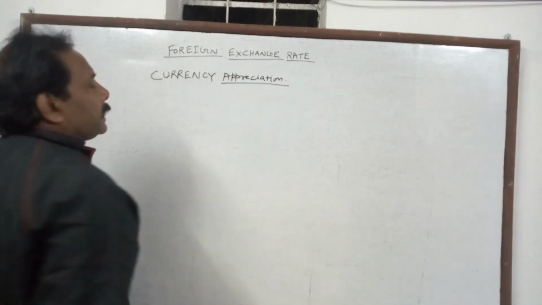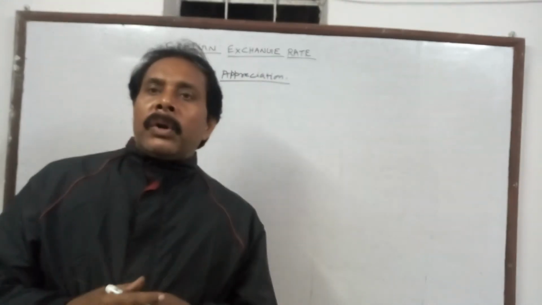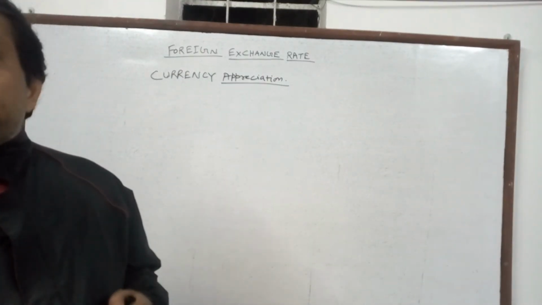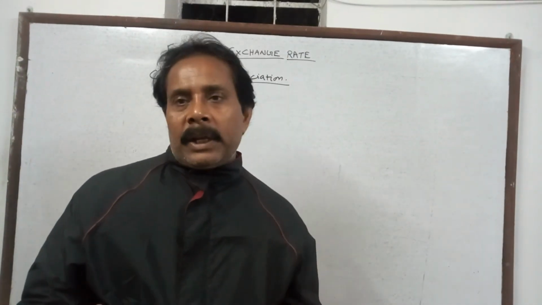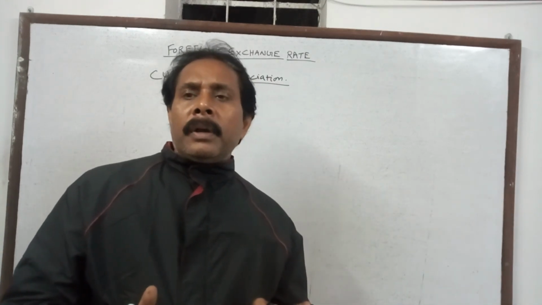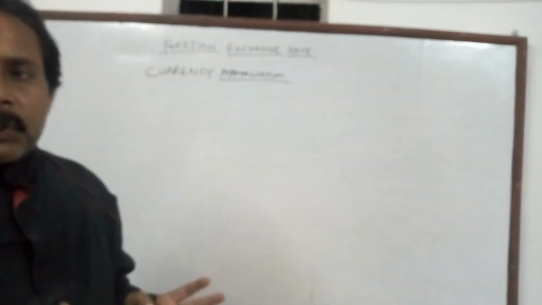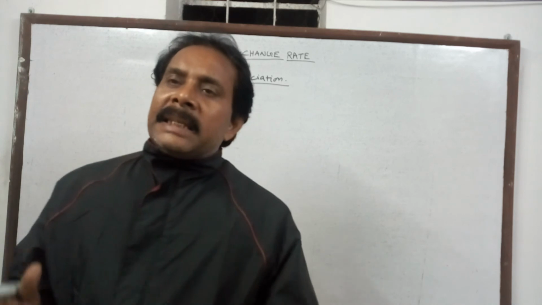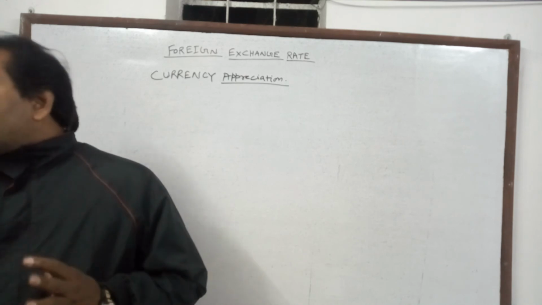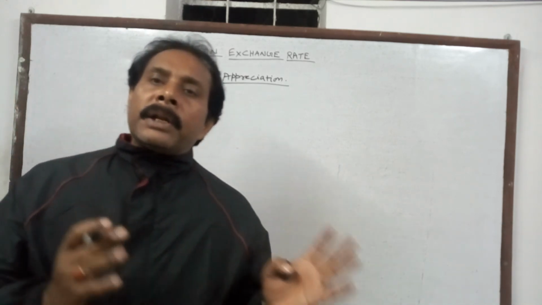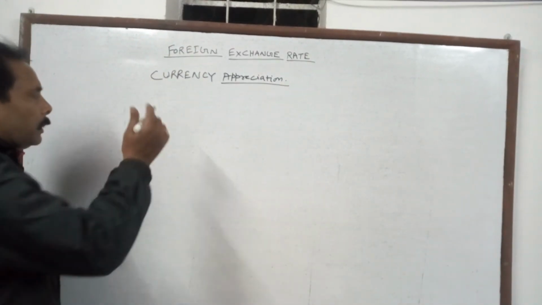So here that is the currency appreciation. The same thing, when the domestic currency value increases in terms of foreign currency, that is known as currency appreciation. That is just opposite of currency depreciation. So once again, currency appreciation refers to increase in the value of domestic currency in terms of foreign currency, that is known as what? That is known as currency appreciation.